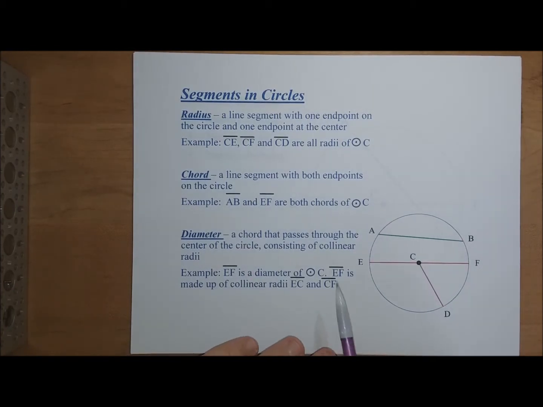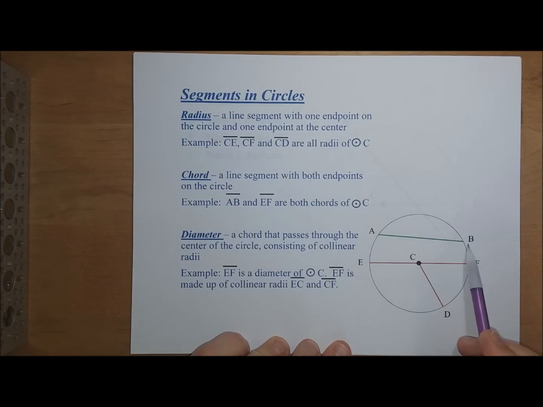Now, a chord, remember, is a line segment with both of its endpoints on the circle. Here we have two chords. We've got chord AB and we've got chord EF.